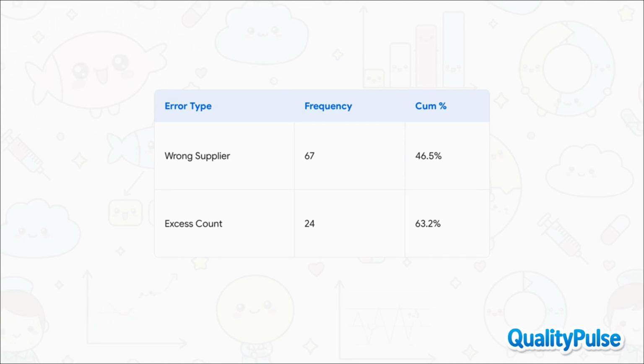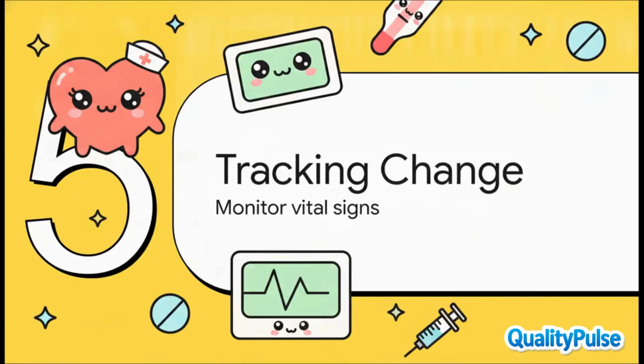Look at this real data on surgical setup errors. An improvement team found 8 different types of errors happening, but they didn't try to fix all 8 at once. By charting the frequency, they discovered that just the top 3 errors, wrong supplier, excess count, and too few count, accounted for 75% of the entire problem. These are the vital few. By focusing their interventions exclusively on those 3 areas, they effectively eliminated the vast majority of surgical setup errors in one go.